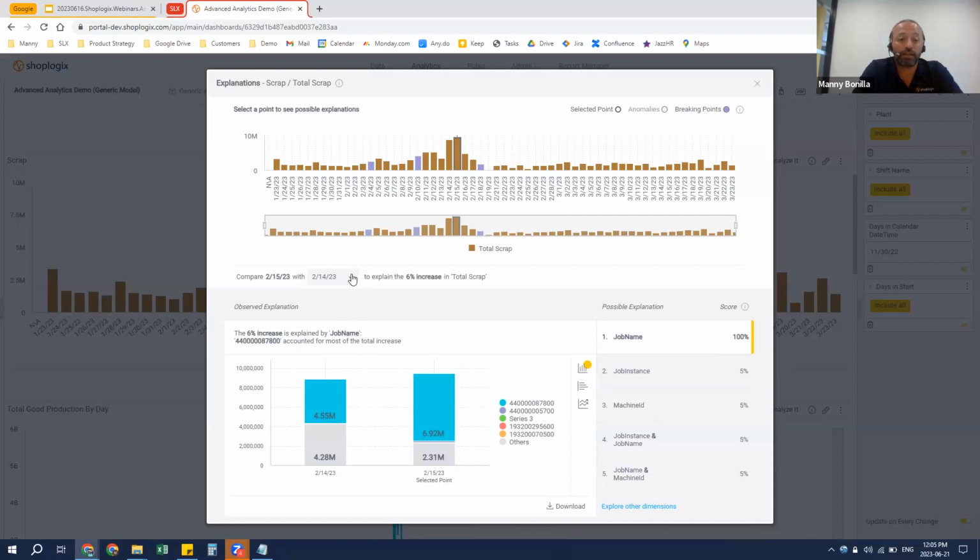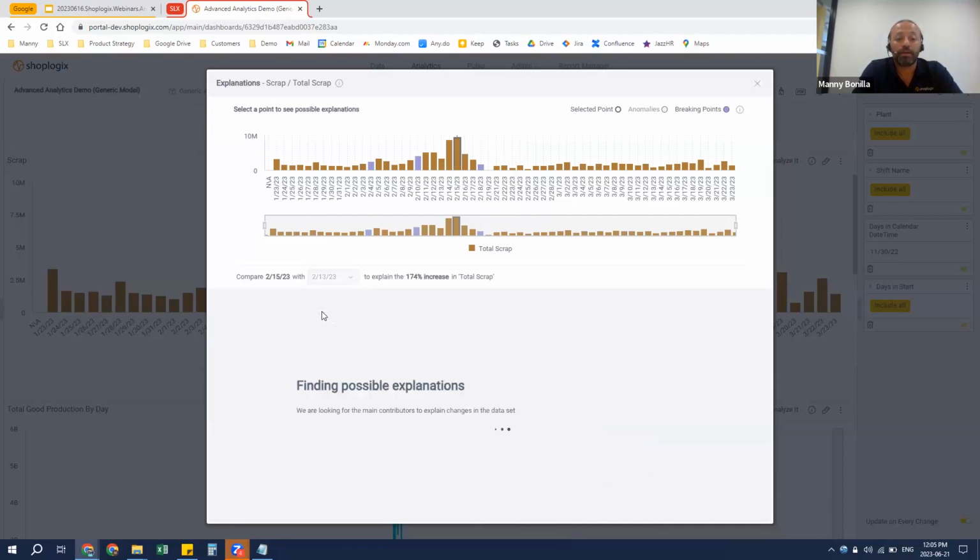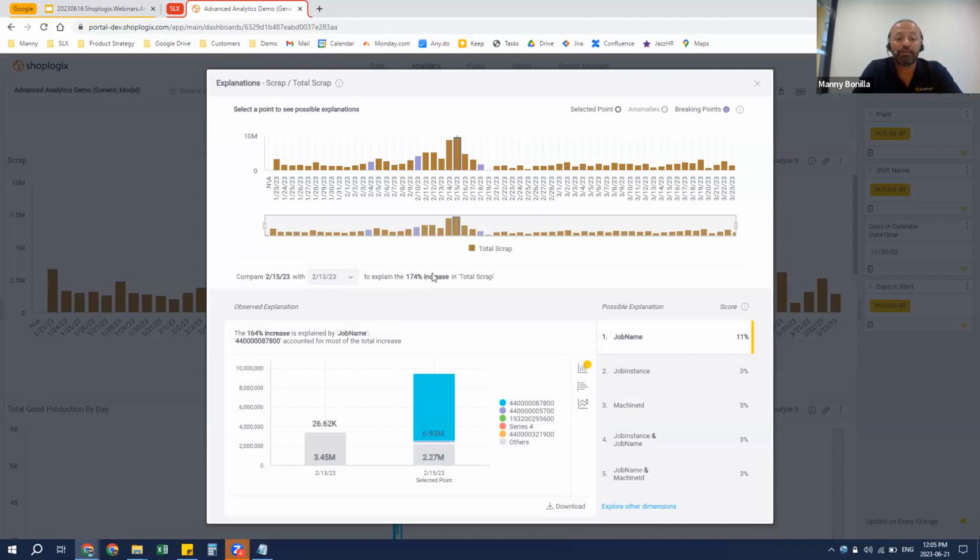I can also say that, because the spike kind of came from a couple days before as well, maybe I want to also compare back to the 13th. And why is there a 174% increase in total scrap between the two dates? And again, it does come back to job name, and you can actually see in specific that 2 days before, this job hadn't been run. And this is definitely the culprit for the large spike in scrap in this scenario.